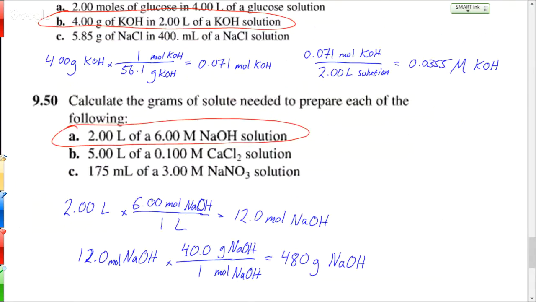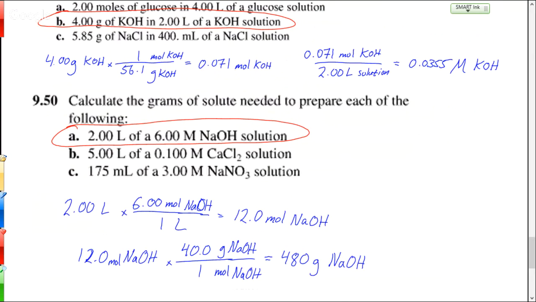And in fact, when you're doing it this way, you can do it as just a whole line if you like it that way. So you can go liters times moles per liter times grams per mole, and that's it. Because then you're canceling liters, you're canceling moles, and then you're left with grams.